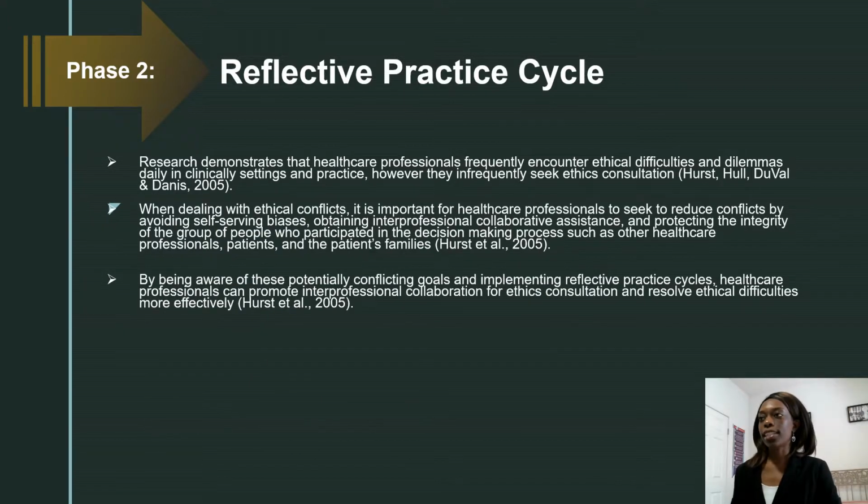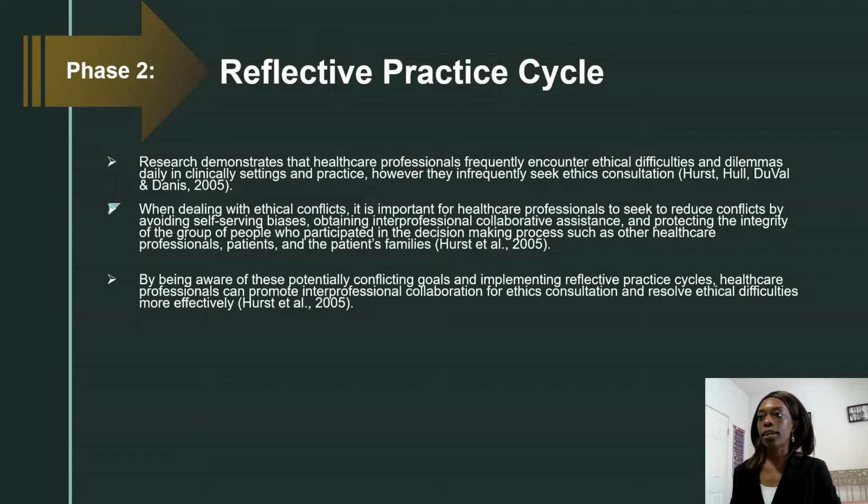Research demonstrates that healthcare professionals frequently encounter ethical dilemmas and difficulties daily in their clinical settings and practice. However, they infrequently seek ethics consultation. And when you're dealing with ethical conflicts, it's important to seek to reduce conflicts by avoiding self-serving biases, obtaining interprofessional collaboration assistance, and protecting the integrity of the group of people who are participating in the decision-making process, such as healthcare providers, patients, and the patient's family.